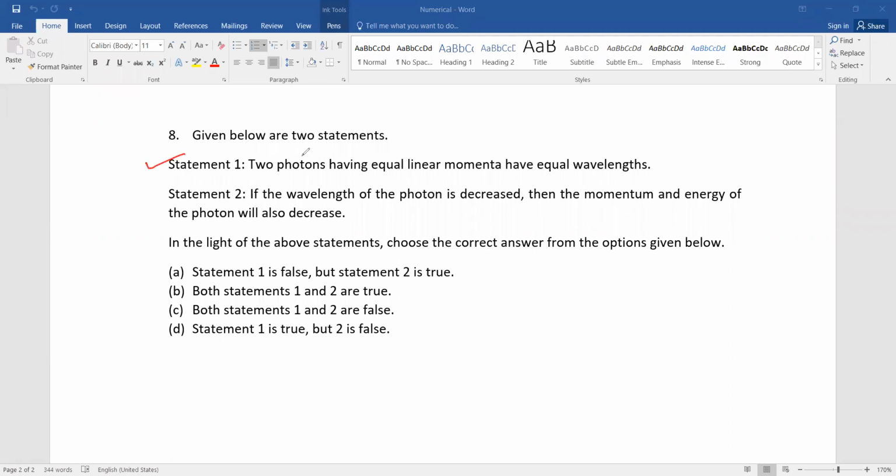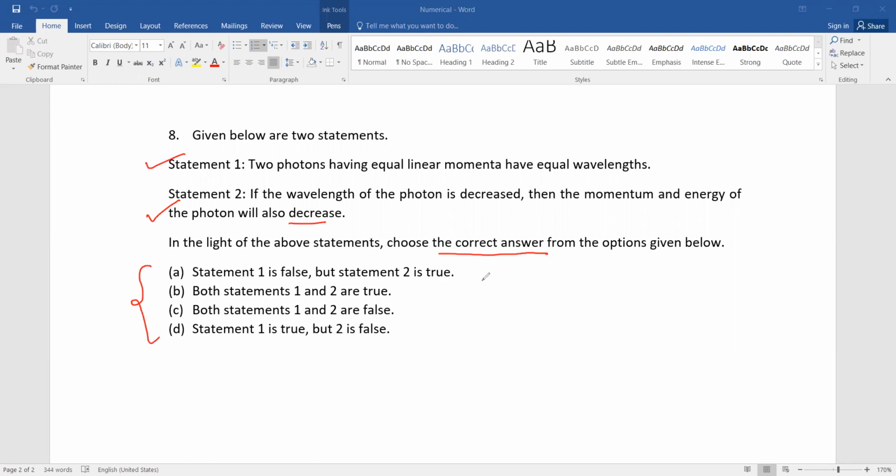Statement one: two photons having equal linear momenta have equal wavelengths. Statement two: if the wavelength of the photon is decreased, then the momentum and energy of the photon will also decrease. These are the two statements. So let us analyze the question. These are the four scenarios which are given, and out of these four, only one is correct. That correct statement we have to find out.